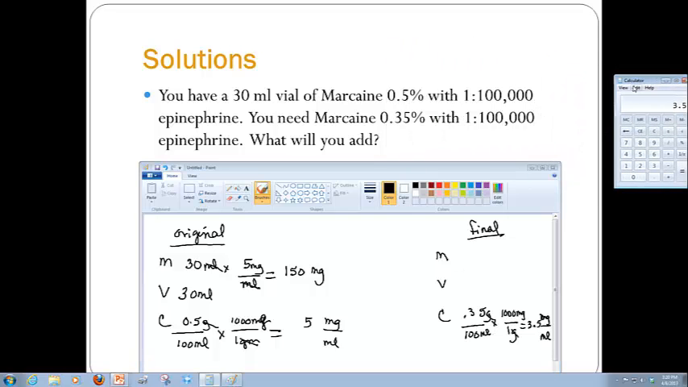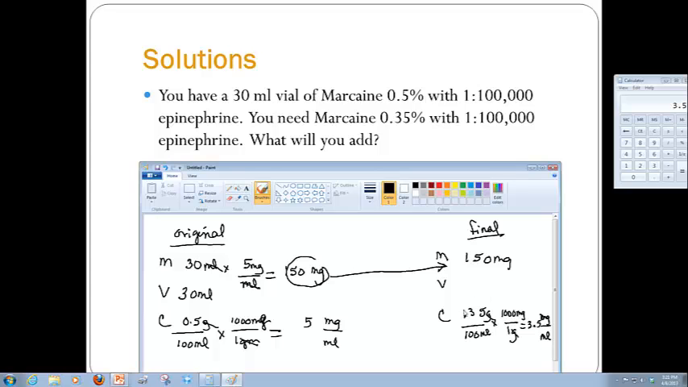Are you going from a more concentrated solution to a less concentrated solution, or from a less concentrated solution to a more concentrated solution? We're going from 0.5% Marcaine to 0.35% Marcaine. So we're going to a more dilute solution. That means I'm going to add volume. I'm not going to add any more drug. Therefore, this factor is just going to come over here. We're not changing the amount of drug. We're going to change the volume.